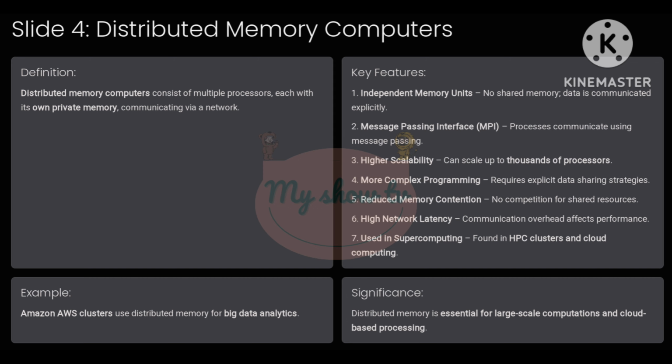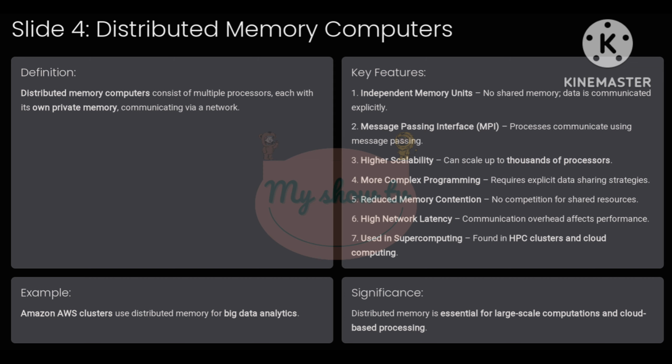2. Message Passing Interface (MPI), a protocol that enables data exchange between processes. 3. Higher scalability, can scale to thousands of processes across different machines. 4. Complex programming model, data must be explicitly shared between nodes, making programming more challenging. 5. Reduced memory contention, no shared memory bottlenecks. 6. High network latency, communication delays occur when exchanging data across the network.